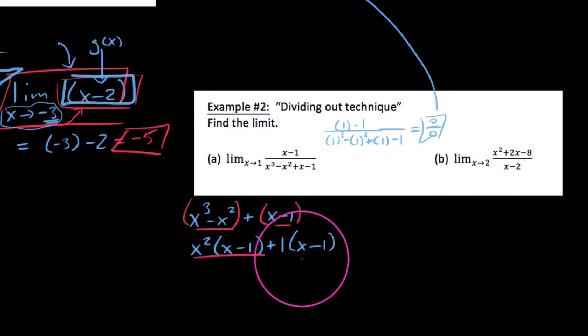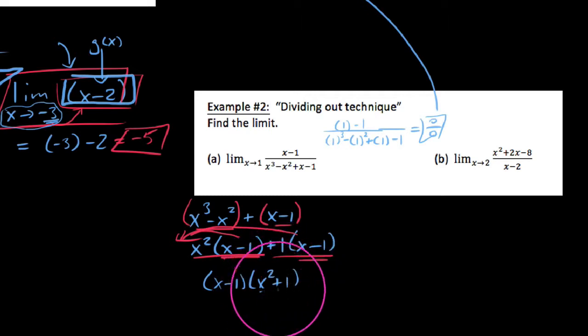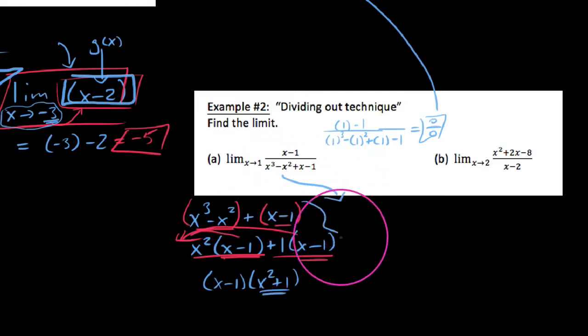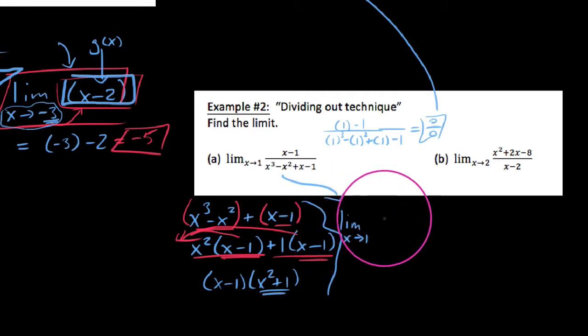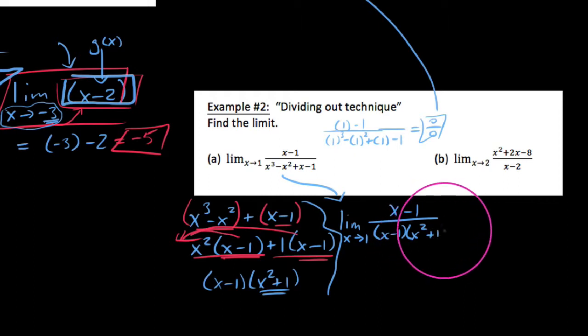And now I notice that these two terms in the sum have a common factor of x minus 1. So we'll factor out the x minus 1, and we get x minus 1 times x squared plus 1. Now, this is a sum of two squares, so it is not factorable. But what I know is this: we can rewrite this limit as the limit as x approaches 1 of x minus 1 in the upstairs, and in the basement we have this factored expression, x minus 1 times x squared plus 1. And we notice that these two factors here cancel out.